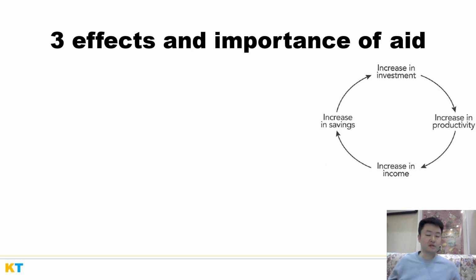So there are three effects, and we're also going to talk a little bit about the importance of aid. Now, you see the cycle over here. If we're able to provide foreign aid in the form of investment, then productivity will go up, incomes will go up as a result, and there will be an increase in savings. So this is a cycle. This is a virtuous cycle.